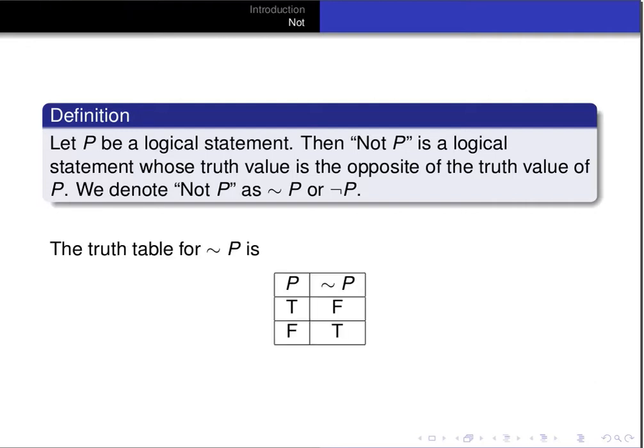So the truth table for not P shows you what the truth value for not P is given a corresponding truth value for P. So if P is true, then not P is false. And if P is false, then not P is true.